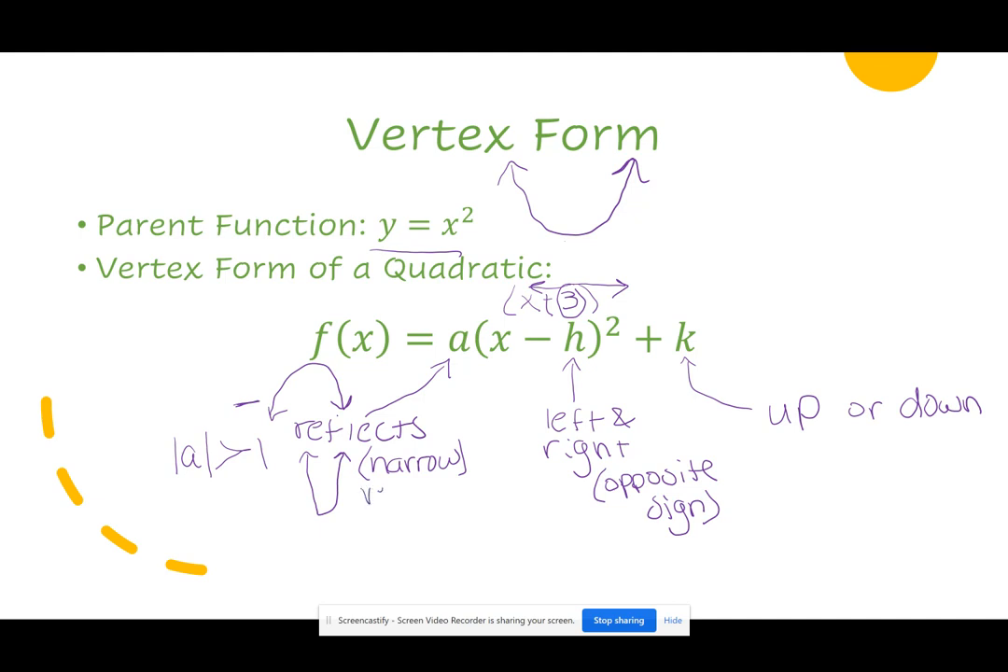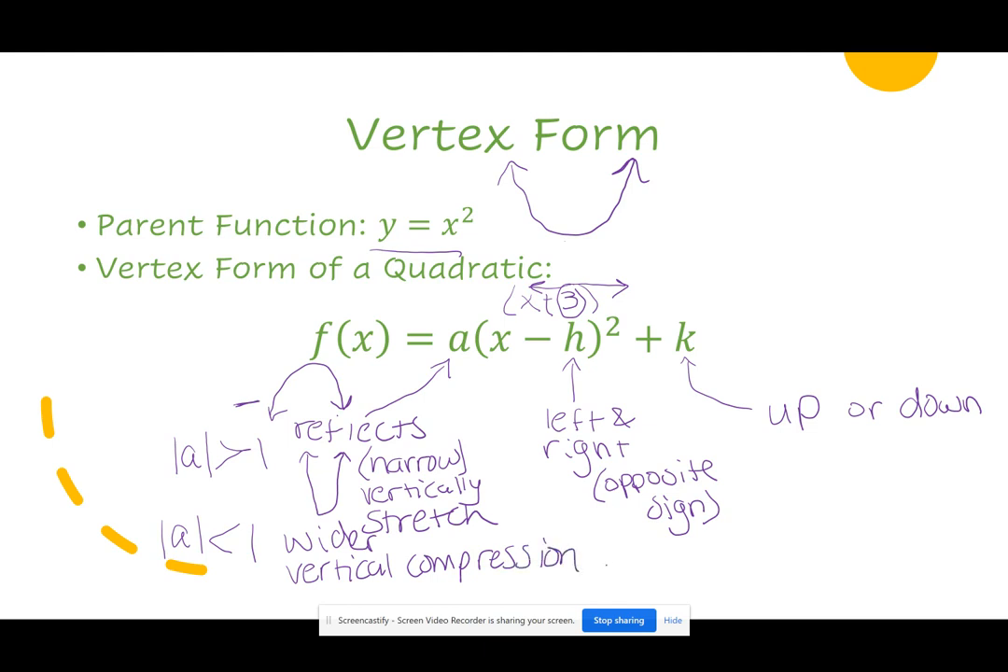Meaning that it's vertically stretching it, because it's pulling it straight up to get more narrow, so it's getting taller as well. Then if the absolute value is less than 1, it becomes wider, so it's a vertical compression. Because since it's wider, it's getting flatter and shorter, so it's a vertical compression.